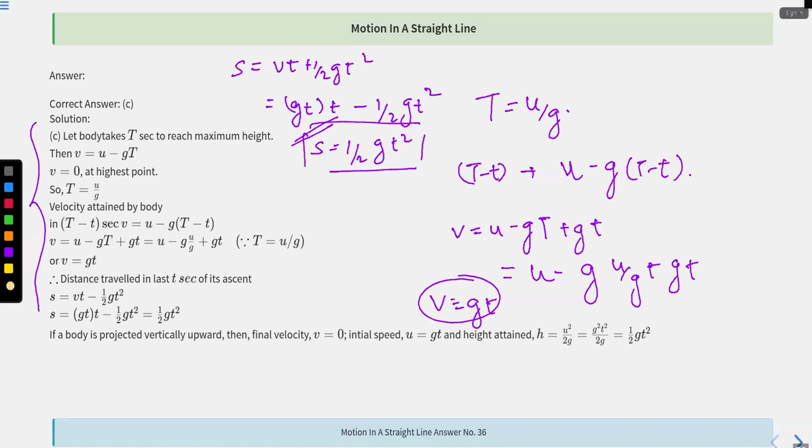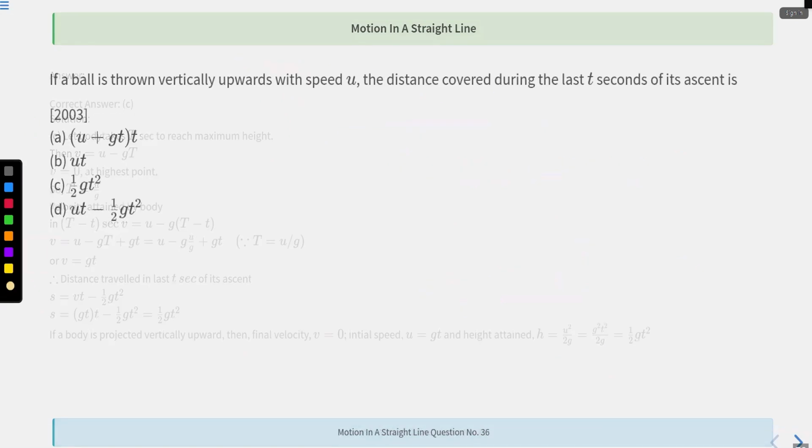Then you have your height h basically, right? Height h is half gt square. I just did a normal calculation, but this was a direct option to just show you. So it's half gt square. 2003 question. It's just like seeing and directly taking up the option correctly, right?